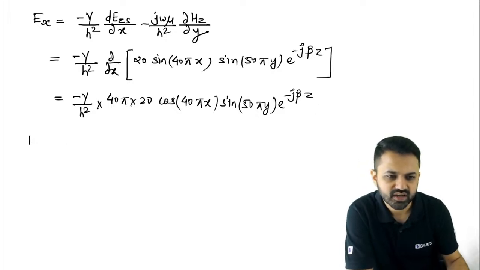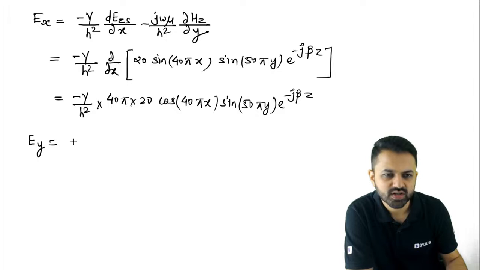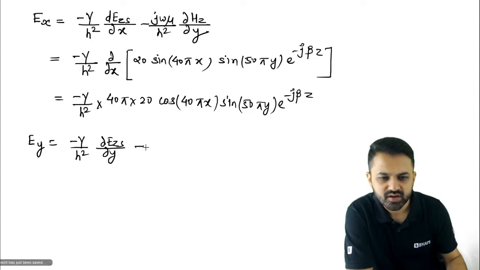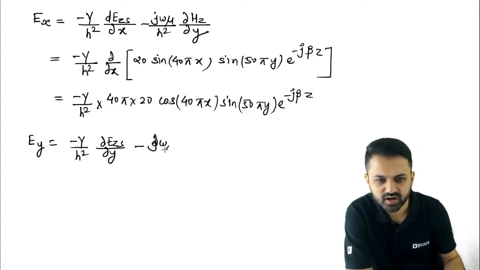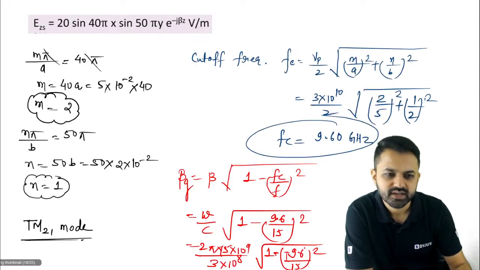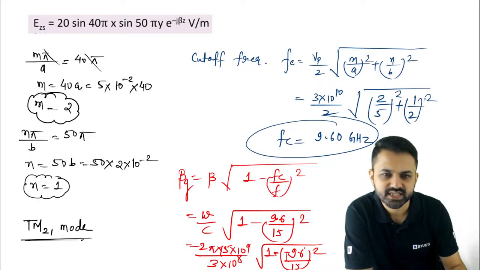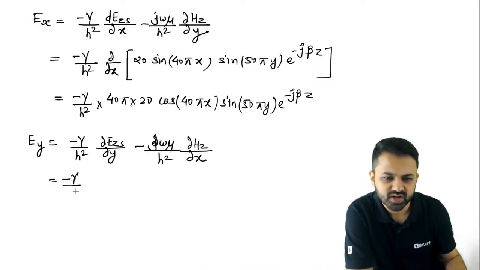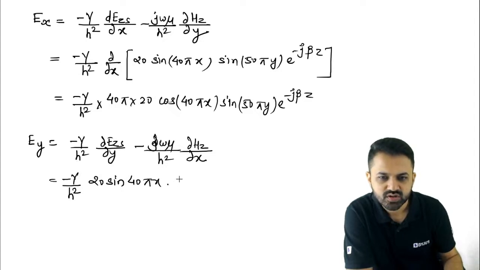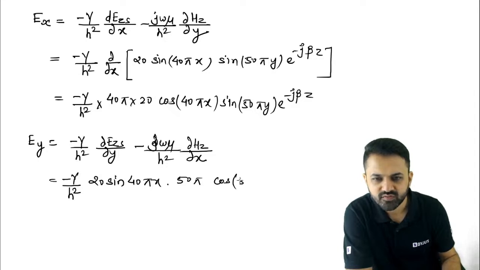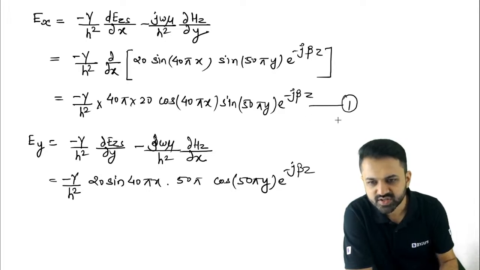This is EX. Now we have to calculate EY. What is EY? Minus gamma upon h square del Ez upon del y minus j omega mu upon h square del Hz upon del x. Okay, then what we need to calculate is EY upon EX. Because we have to differentiate with respect to y only, this time it is 20 sine 40 pi x into 50 pi into cos 50 pi y into e to the power minus j beta z. This is equation number 1 and 2.